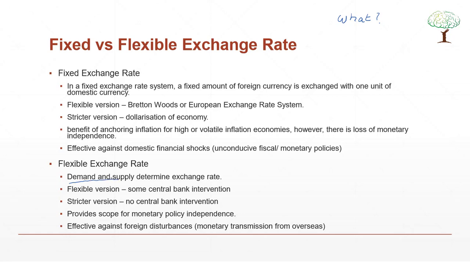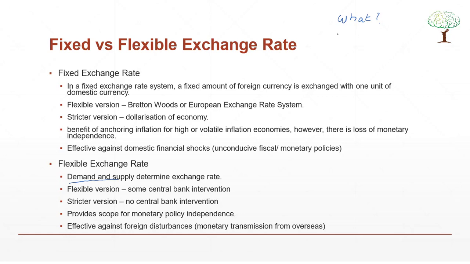Demand and supply will determine the exchange rate. So the market forces, like any commodity, say apples, oranges, the price is determined by market forces. Similarly, in the case of exchange rate, depending on how much demand is there for the dollar in the market, how much supply is there for the rupee in the market, the market forces will determine the value of the rupee vis-a-vis a dollar, as well as with various other currencies.